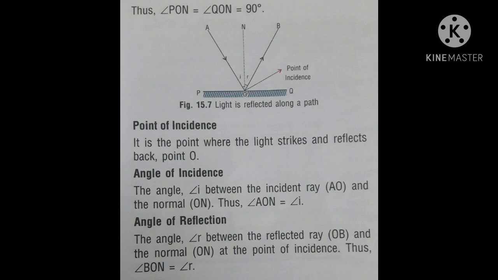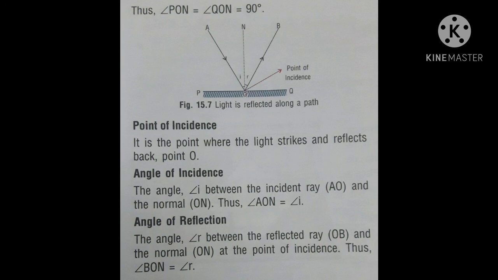Now the term point of incidence. It is the point where the light strikes and reflects back. In the figure it is the point O. So it is labeled as point of incidence.